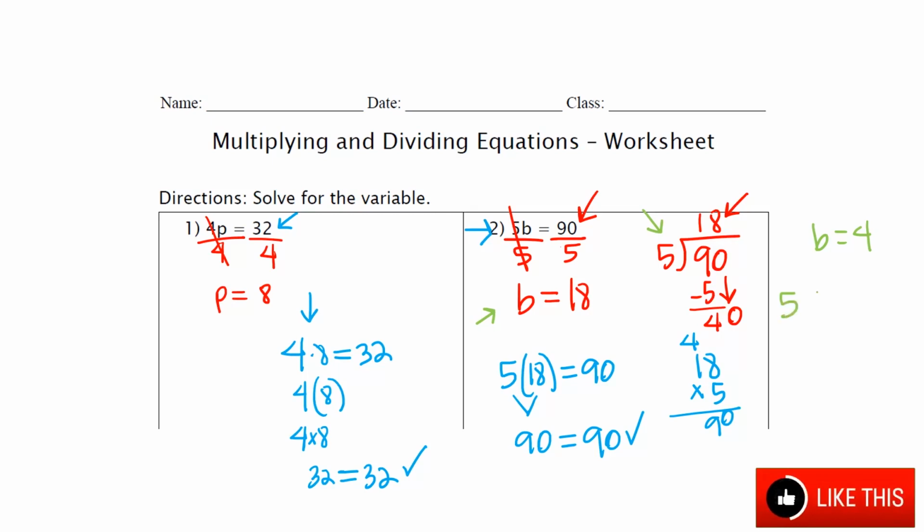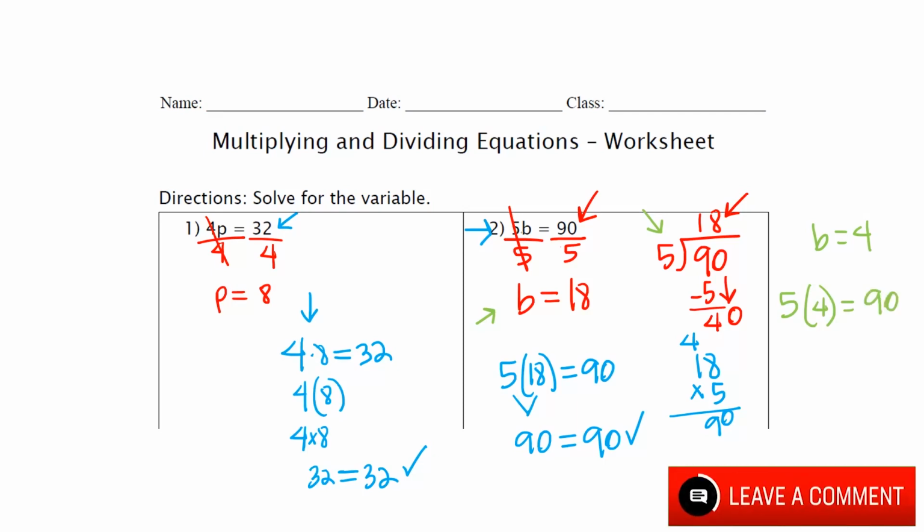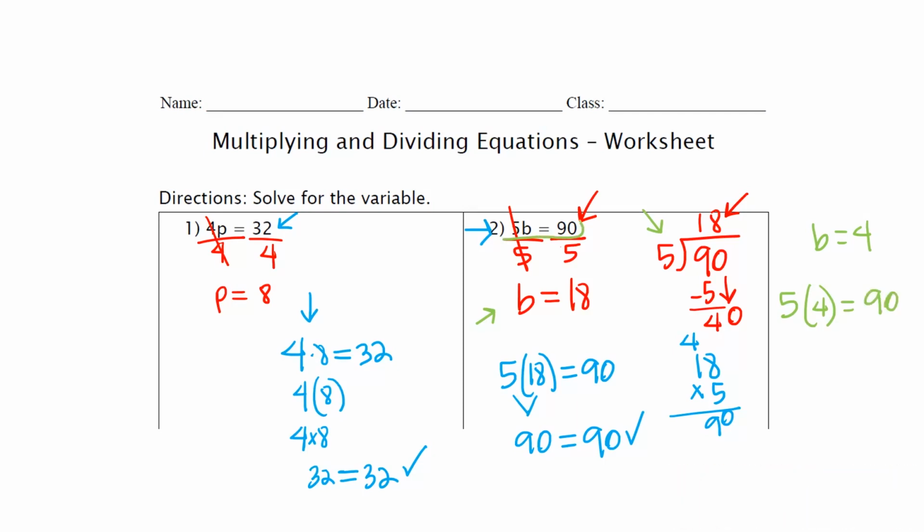It's 5, and instead of b, I'm going to write the 4, and then I'm going to write equals 90. See, this is the exact same as my original equation, but what I did was I plugged the value that I got for b into it. So now I have 5 times 4, and that gives me 20. And then I would still just need to rewrite my equals 90. Well, now I'm asking myself, is this a true statement? Does 20 equal 90? No. So that means I did something wrong.